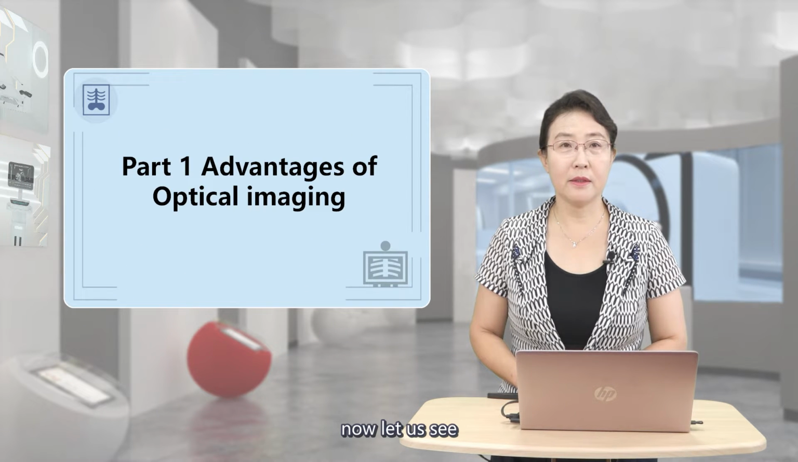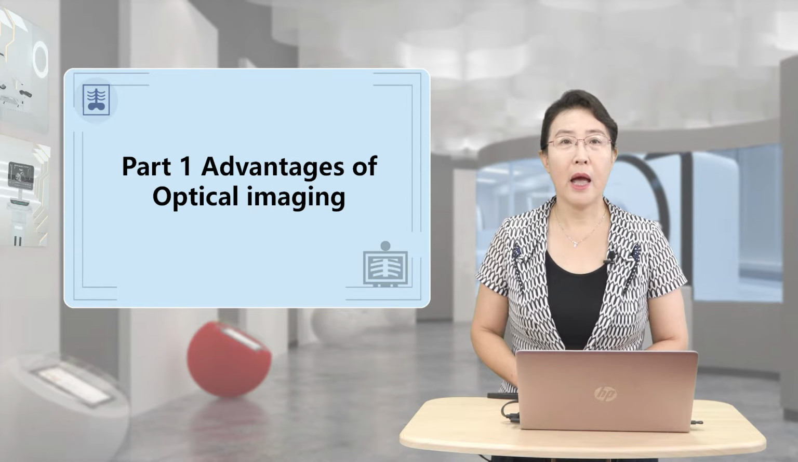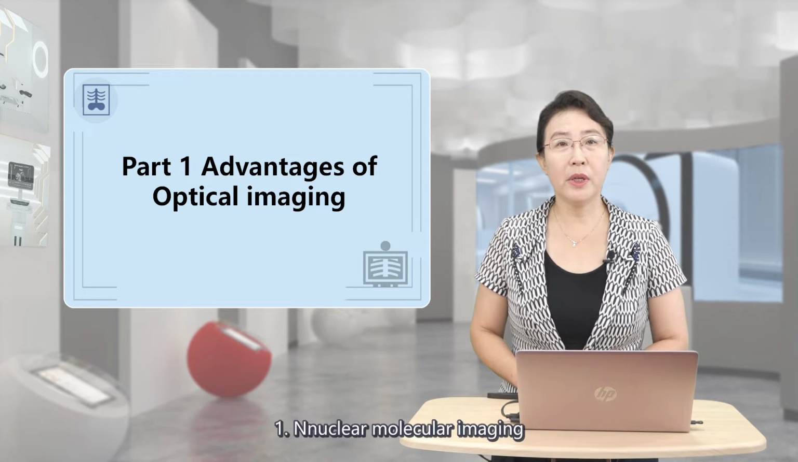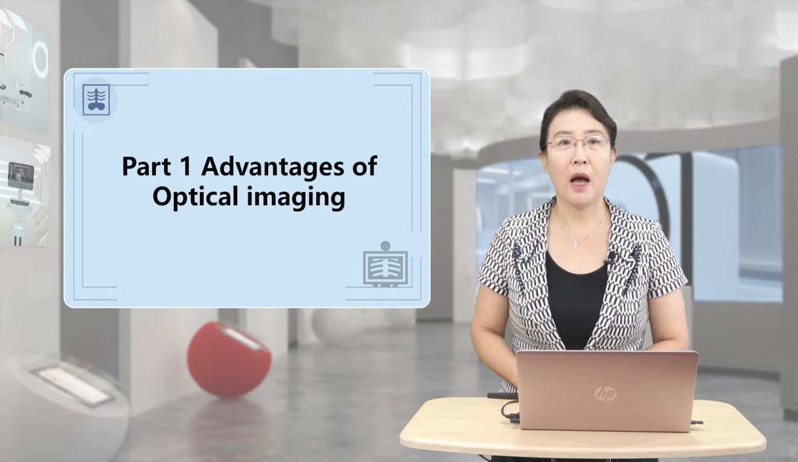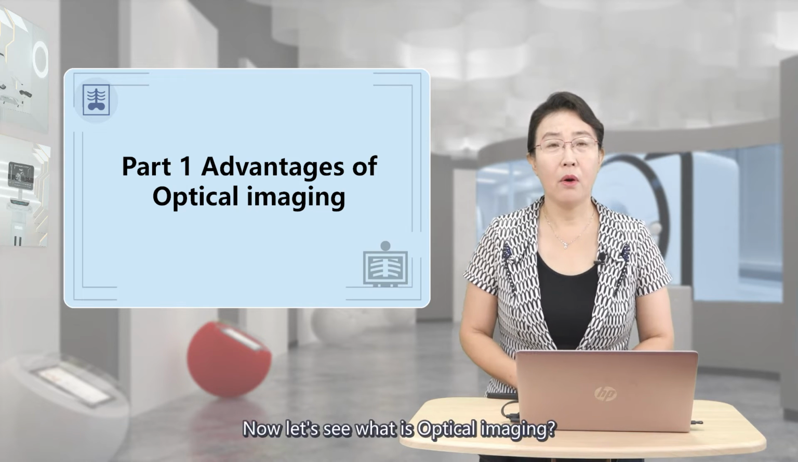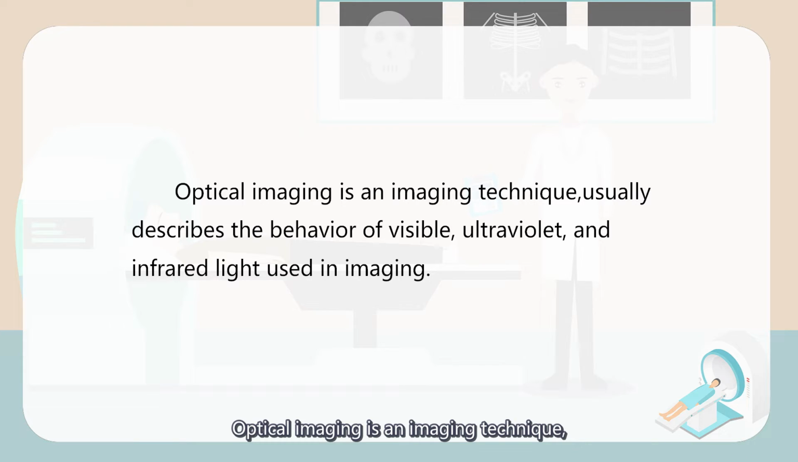Now, let us see Part 1, Advantages of Optical Imaging. As we have learned, molecular imaging includes nuclear molecular imaging, magnetic resonance imaging, ultrasound imaging, and optical imaging. Now, let's see, what is optical imaging? Optical imaging is an imaging technique that usually describes the behavior of visible, ultraviolet, and infrared light used in imaging.